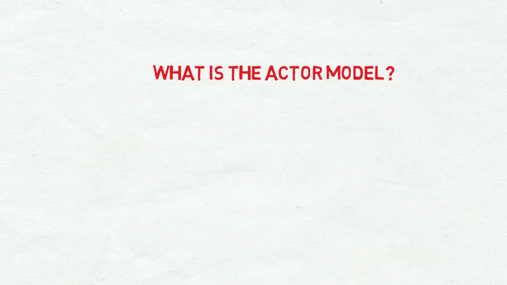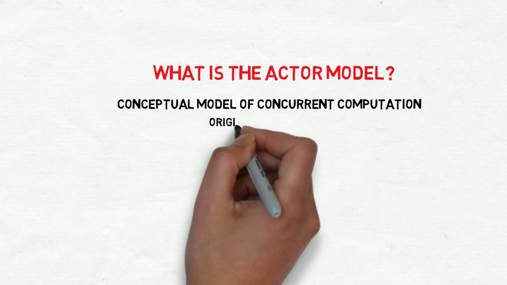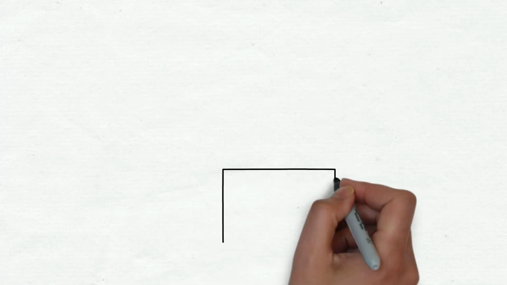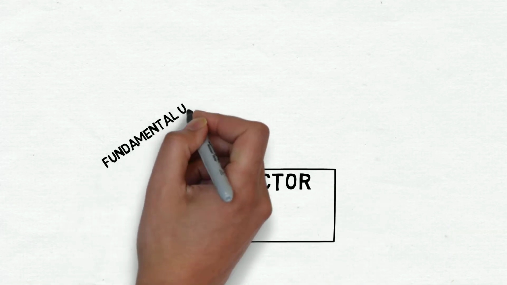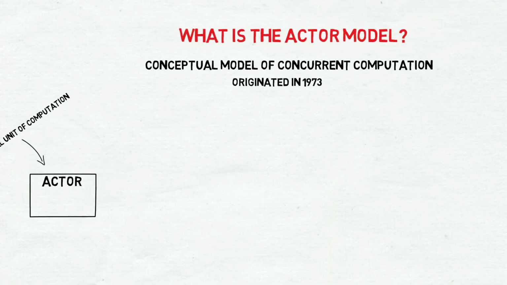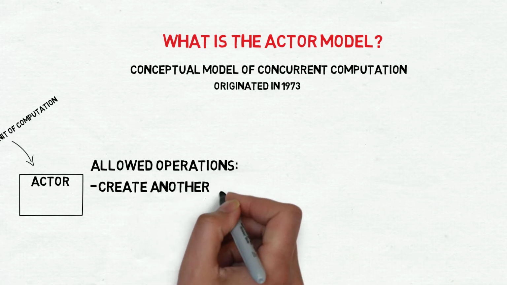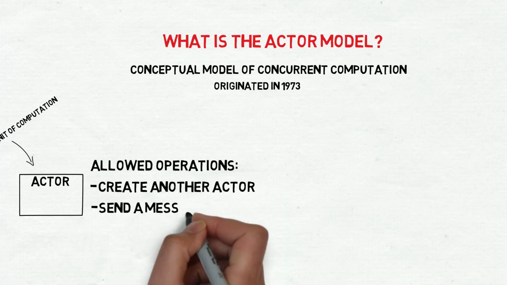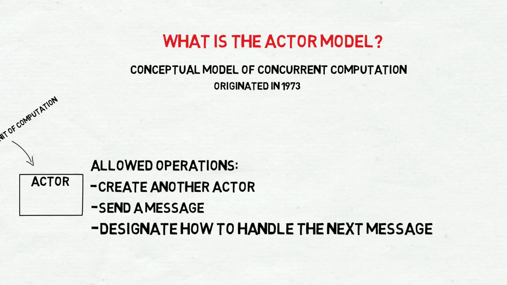What is the actor model? It's a conceptual model of concurrent computation, originated in 1973. In the actor model, an actor is a fundamental unit of computation. Everything is an actor. The only allowed operations for an actor are to create another actor, to send a message, or to designate how to handle the next message.